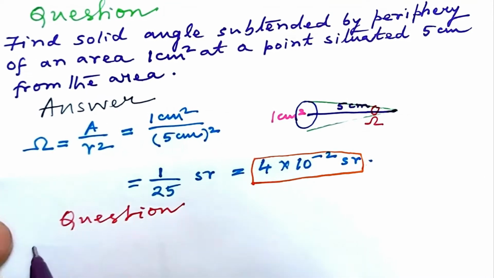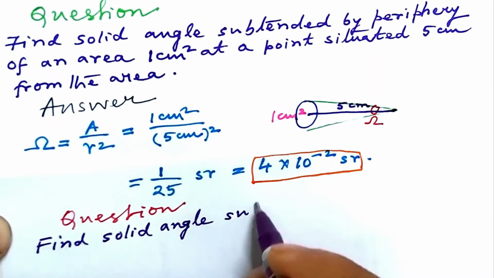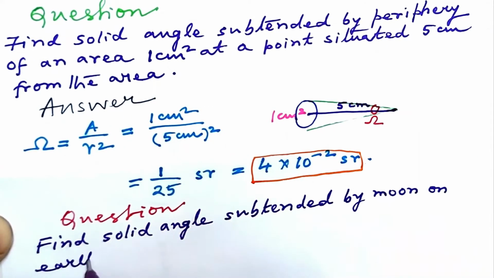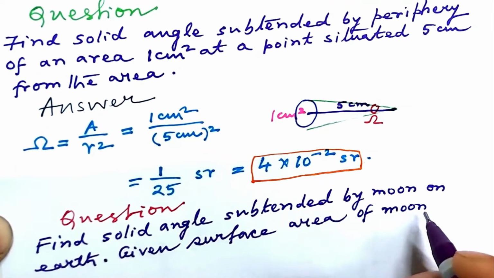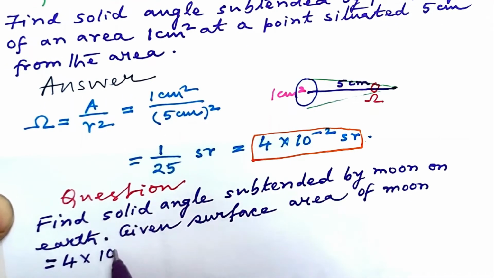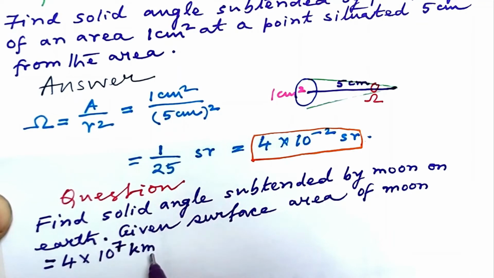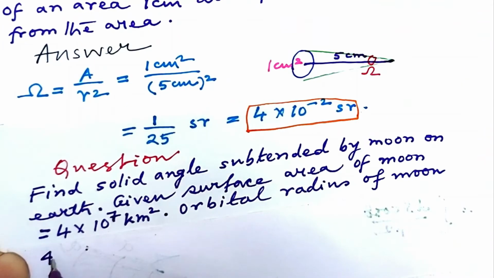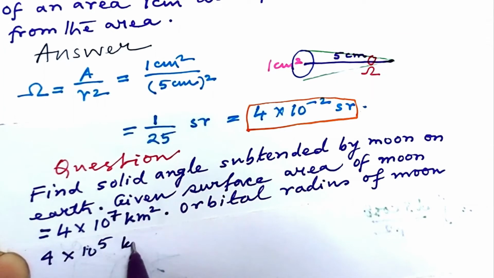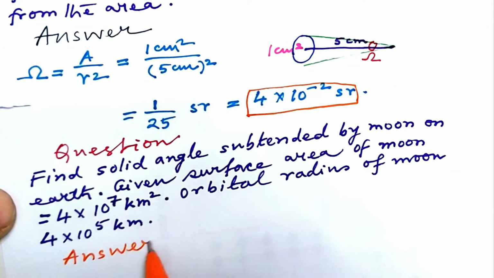Next question. Find the solid angle subtended by the moon on earth. Given the surface area of the moon to be 4 into 10 to the power 7 kilometer square. The orbital radius of the moon is 4 into 10 to the power 5 kilometer. Answer.